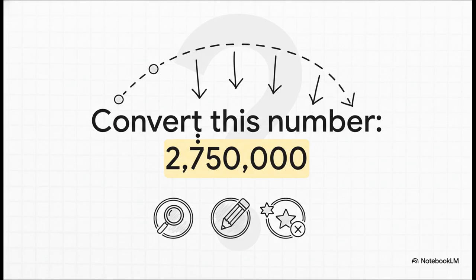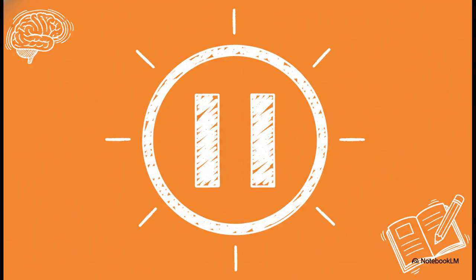Just remember those 3 steps we talked about. Find the spot, rewrite the number, and count those jumps. Go ahead and pause the explainer right here and give it a shot. We'll be waiting for you on the other side with the answer.